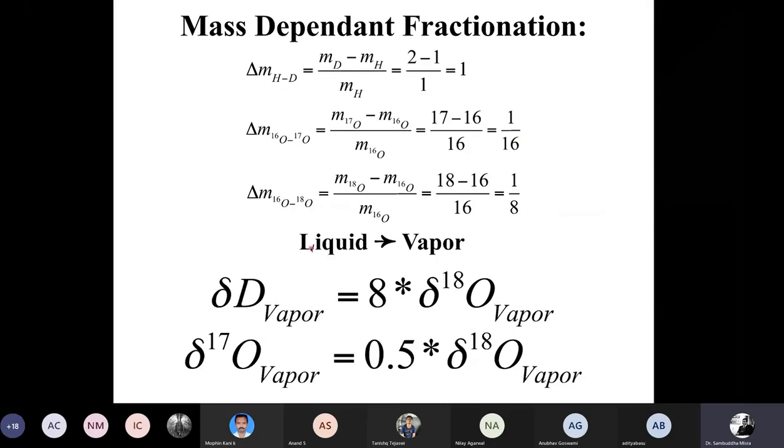So for a process in which I am taking liquid water and vaporizing it, the delta deuterium of the vapor will be 8 times larger than the delta 18O of the vapor. So the deuterium to 18O relationship is 1:8. Every time I say that the delta 18O of a water is 1 per mil, you can safely say the delta deuterium of that water will be 8 per mil, because they will always follow mass-dependent fractionation. Similarly, the delta 17O of vapor will be half that of delta 18O of the vapor, okay? Because the mass difference is 1 by 16 versus 2 by 16.